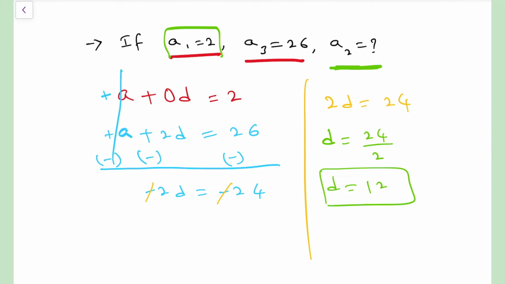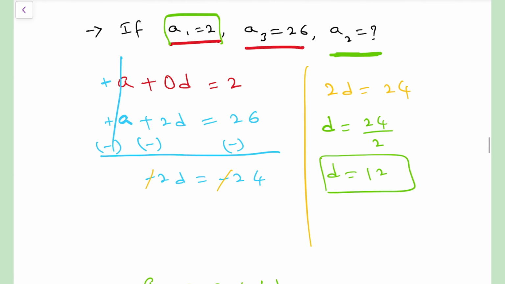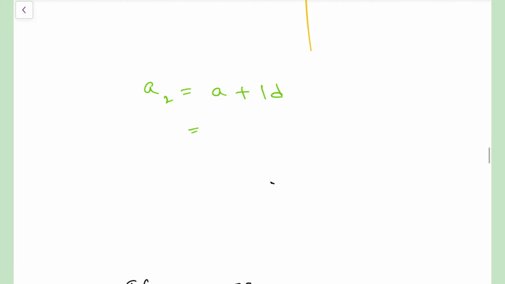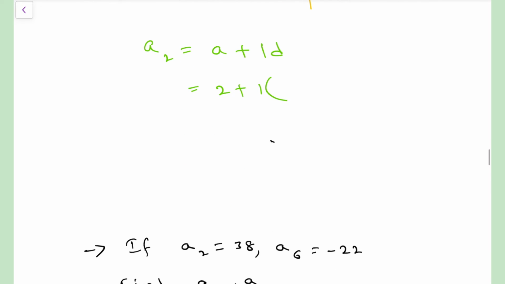They are asking a2 value. So second term they are asking. The a2 formula will become a plus 1d. So what is the a value? It is given in the question itself as 2, plus 1 into d, common difference 12. So that will be 2 plus 1 times 12, which is 12. 2 plus 12 is 14. So second term will be 14.